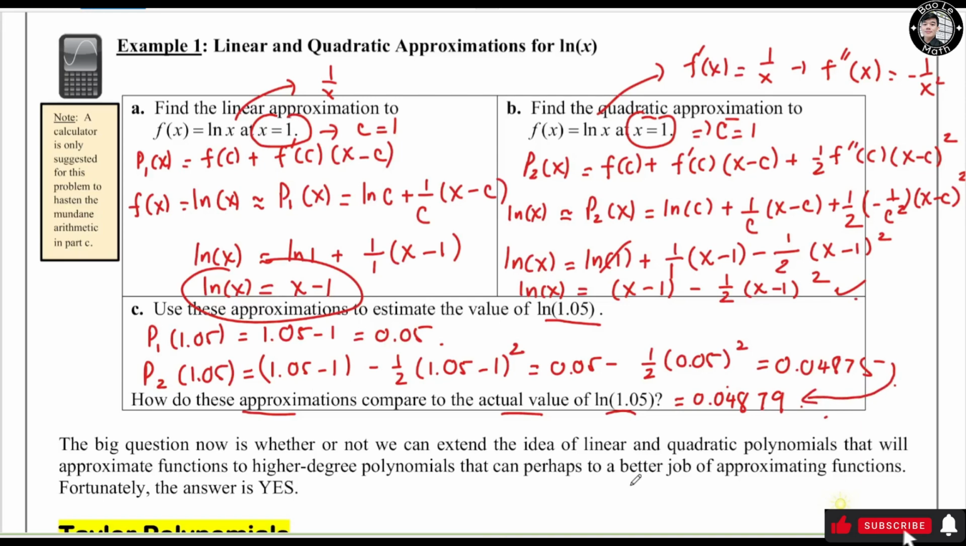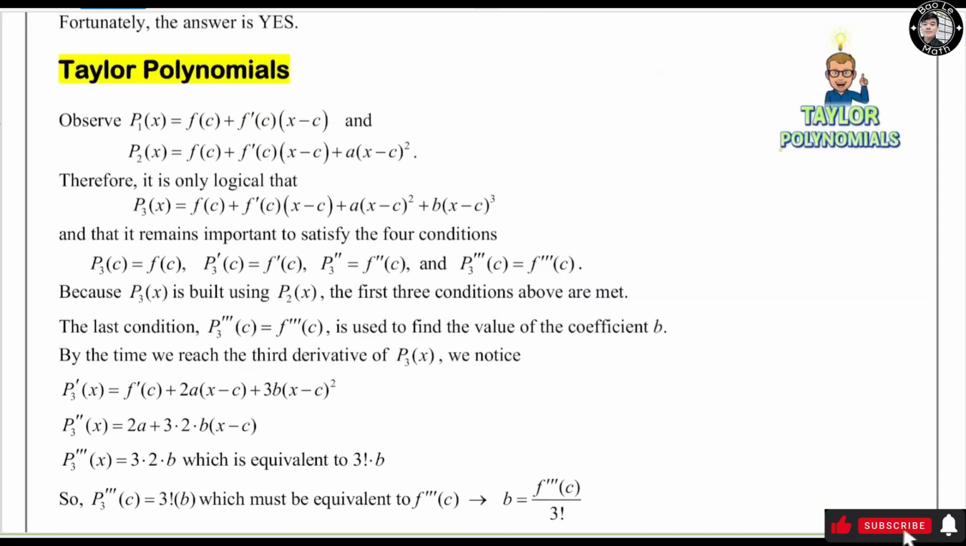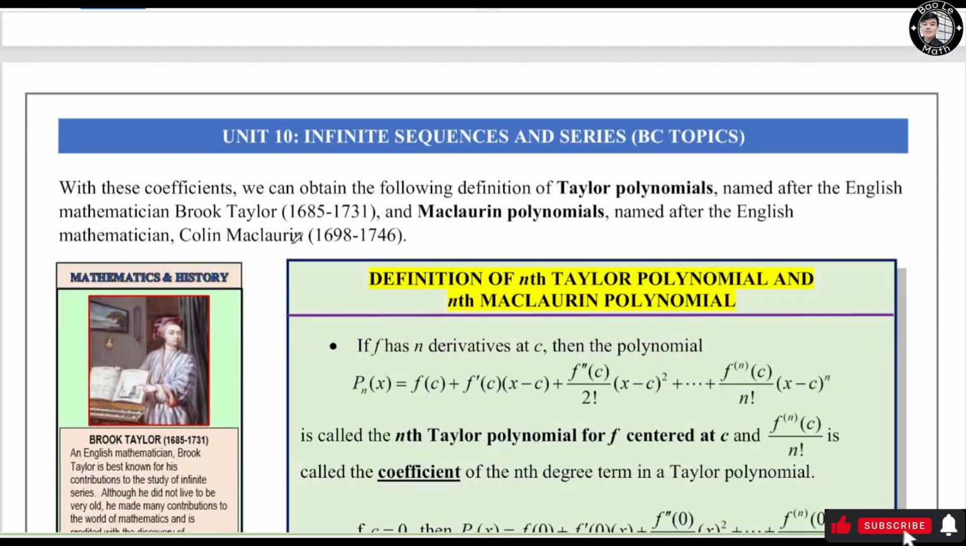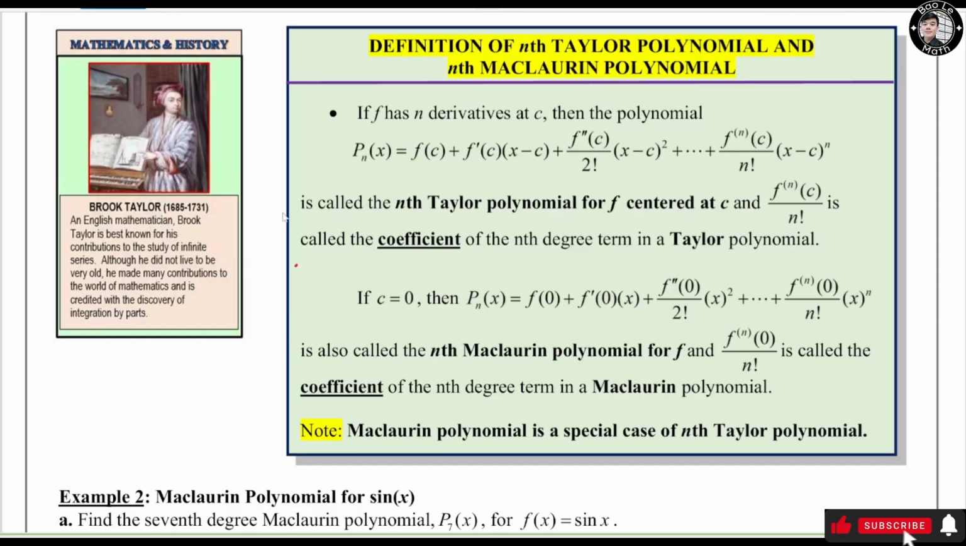So P2 approximates the function better than P1. So the higher degree polynomials, the better. We're going to move on to the Taylor polynomials. If you proceed with the same process, you're going to end up with this formula right here.